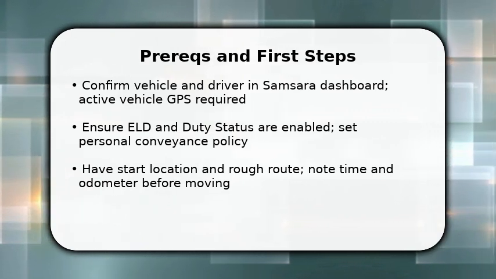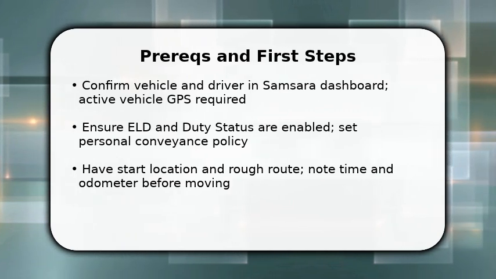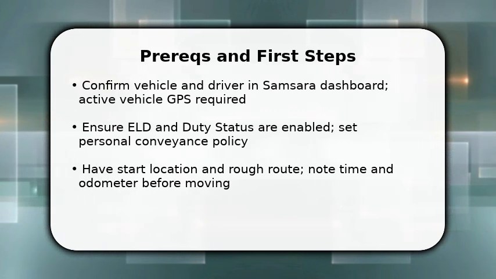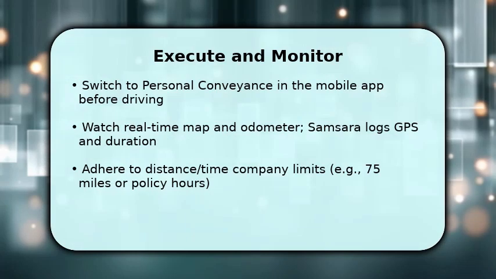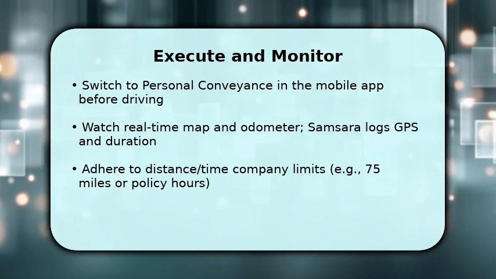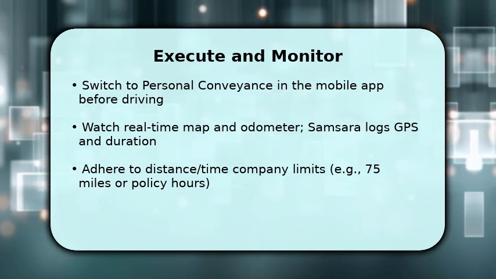This prevents discrepancies later. Now, tap the duty status on the app, select personal conveyance, and begin the movement. The app will log location and time automatically. You actively switch to personal conveyance in the Samsara driver app so the system classifies the trip correctly. This is how you separate personal miles from on-duty work miles.